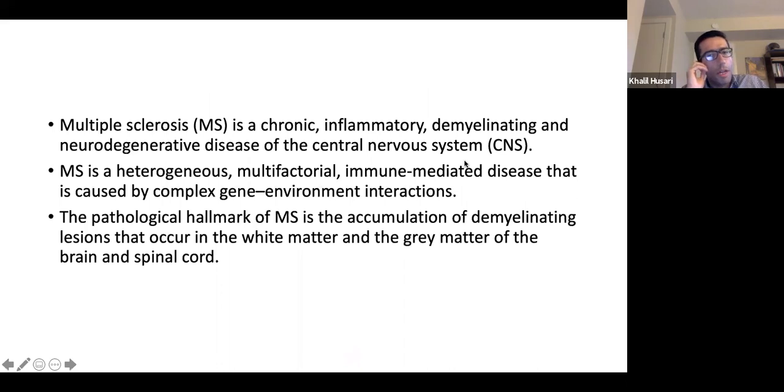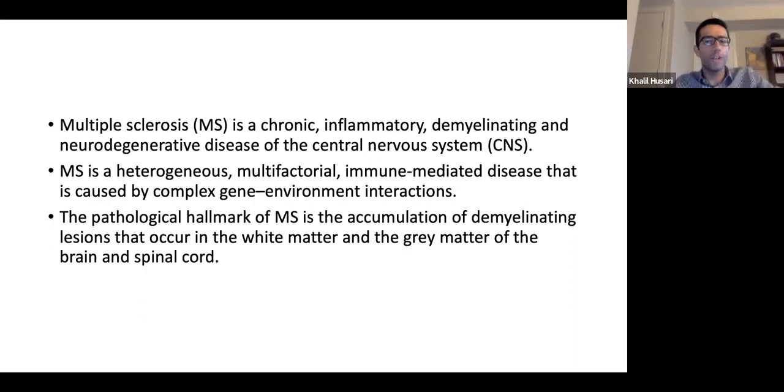So as you know, multiple sclerosis is a chronic, inflammatory, demyelinating, and very important also, a neurodegenerative disease of the central nervous system. Back in the day, I think 20 years ago, we only thought about it as a demyelinating disease, but now more and more evidence suggests that there is an element of neurodegeneration that occurs with multiple sclerosis. It's very heterogeneous and multifactorial. The thing that we know for sure is that it's an immune-mediated disease, right? And it's caused by a complex gene-environment interaction.